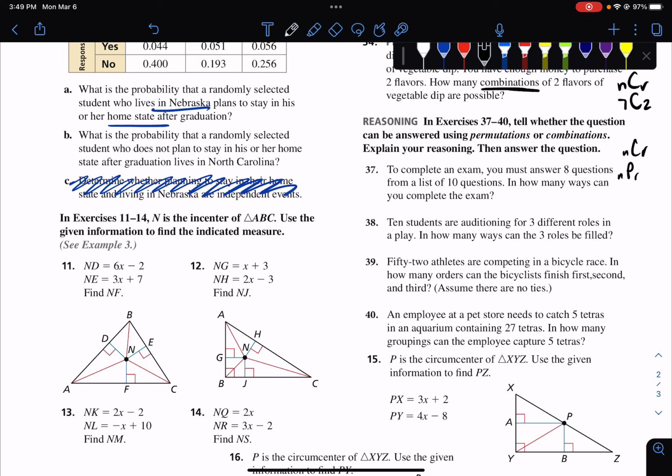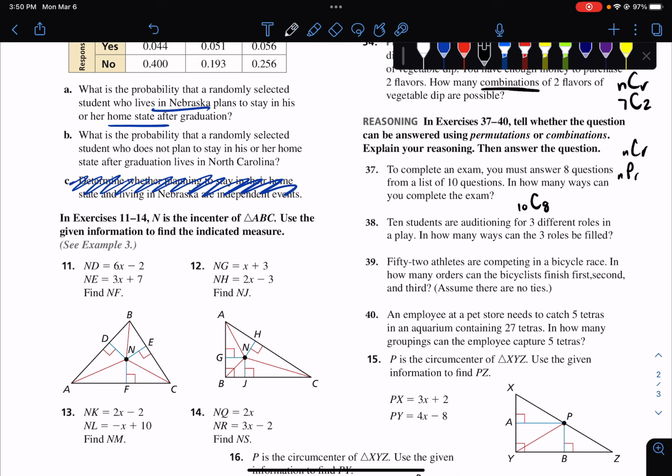37 through 40 want you to decide between using nPr and nCr. And remember, nCr is when the order of something does not matter. It doesn't matter if the object is the first in a group or the third in a group. So to complete an exam, you must answer 8 questions from a list of 10. In how many ways can you complete the exam? So does the order of getting 8 questions matter? In this case, it doesn't, right? What matters is that you get 8 correct. So out of 10 questions, I want to choose 8 possible right answers, and the order doesn't matter.